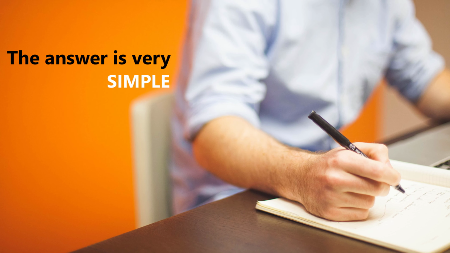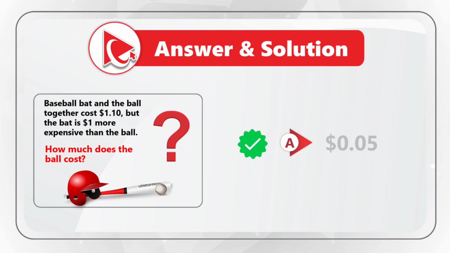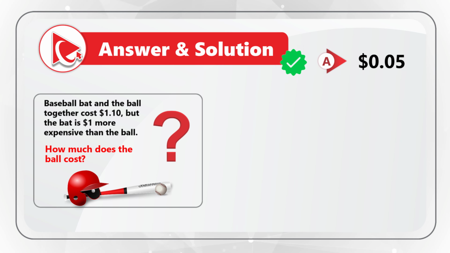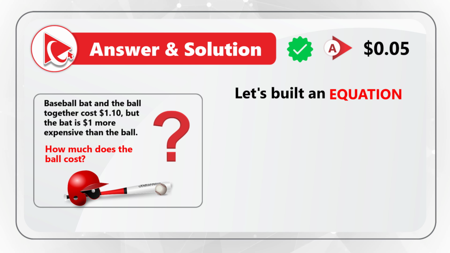The answer to this question is very simple but not obvious. The correct choice here is choice A. The cost of the ball is 5 cents. But how do you get to the correct solution mathematically? Let me teach you the magic trick behind this problem. Let's build a quick equation.